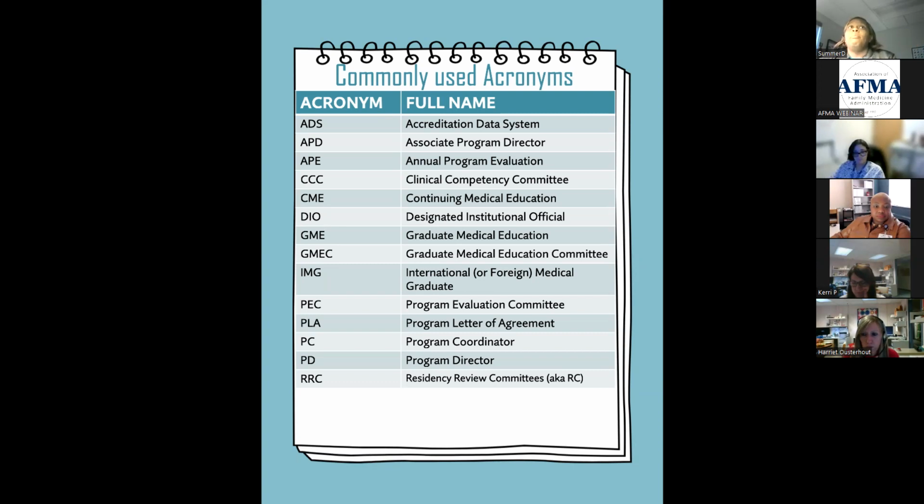So these are the ones I'll be talking about: your Accreditation Data System, which is ADS; what is an associate program director; the APE, which is your annual program evaluation; the CCC, which I'm pretty sure you're familiar with; CME, what do you do with it; the DIO, who is it; GME, what is it; GMAC, why; IMG, what's the difference between an IMG and a regular medical graduate; the PEC, a PLA, a PC, which is you, a PD, which is your best friend, and the RRC, which is also known as the RC.